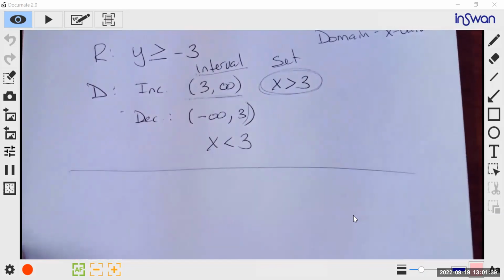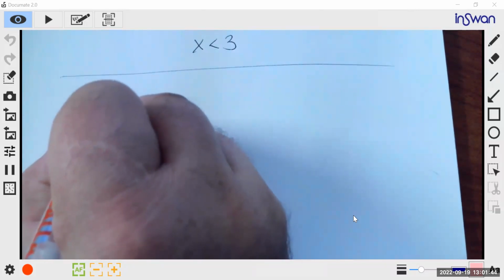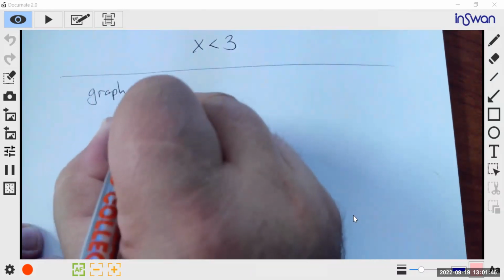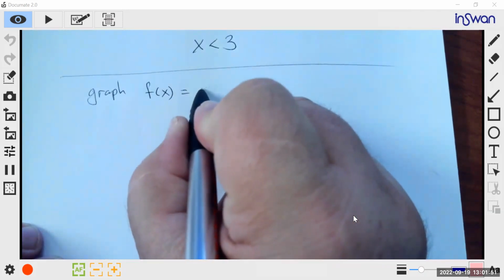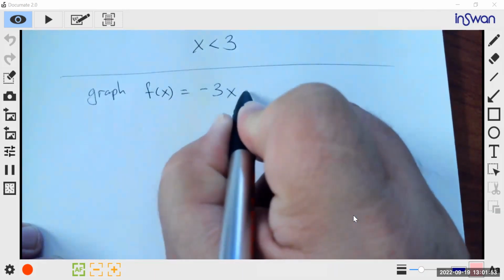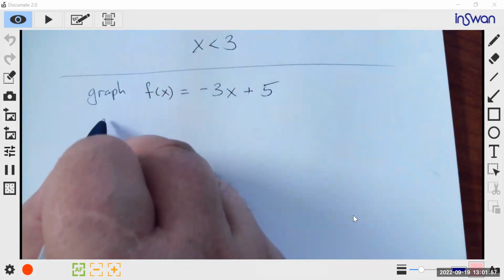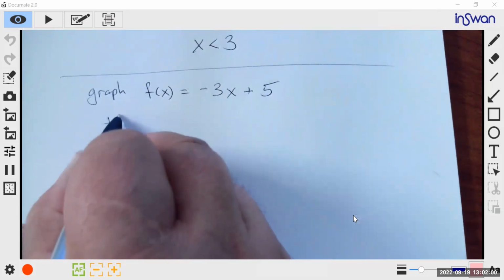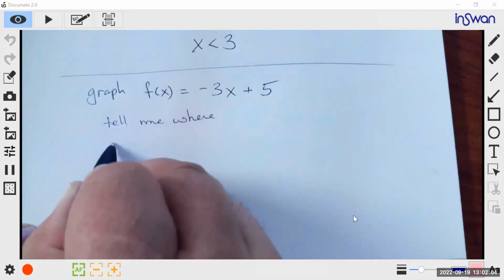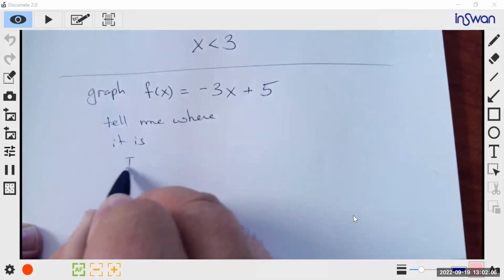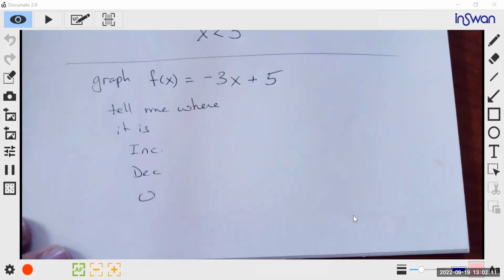All right. Let me give you a function, you graph it. Tell me where it's increasing, decreasing, or 0.